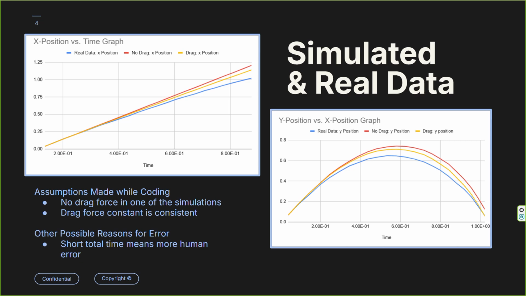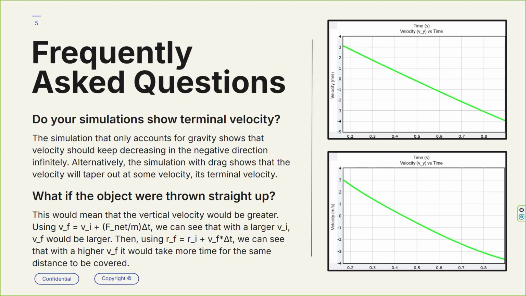Some of the frequently asked questions: do our simulations show terminal velocity? So, little heads up, on the right-hand side, the top graph shows without drag force, bottom graph shows with drag force. The top graph does not show terminal velocity because it's a straight line. We would expect that straight line as t goes to infinity would just keep getting more negative and more negative and more negative velocity, and it would never bottom out. However, the bottom graph shows a slight curve.